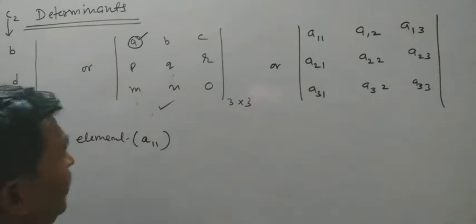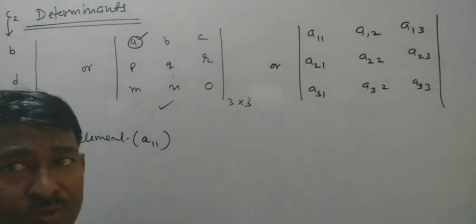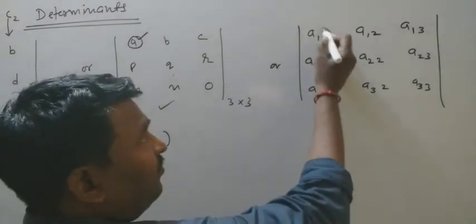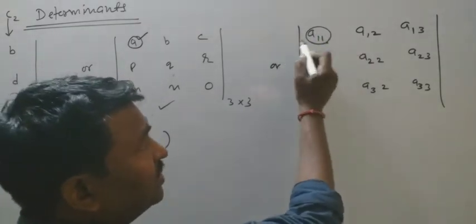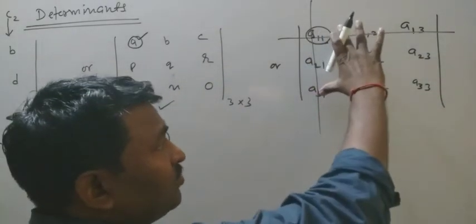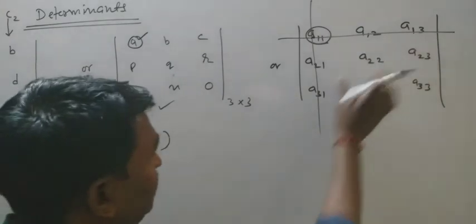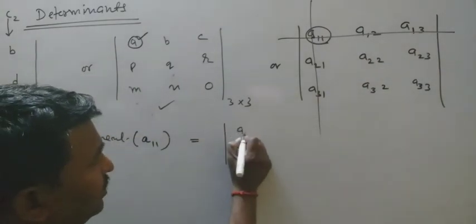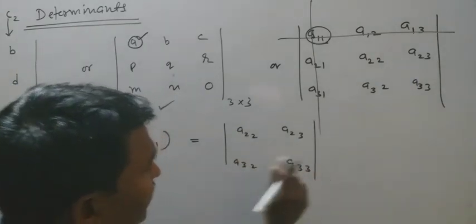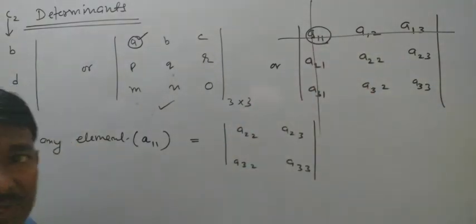Now see better. If you want to find the minor of any element, suppose A11, so you have to remove the row and column which are intersecting at that element. Now for this element, which row and column are intersecting? This first row and first column are intersecting at this element. So you have to remove these only. The left minor will be equal to A22, A23, A32 and A33. This one is said to be the minor of the element A11 for this determinant.